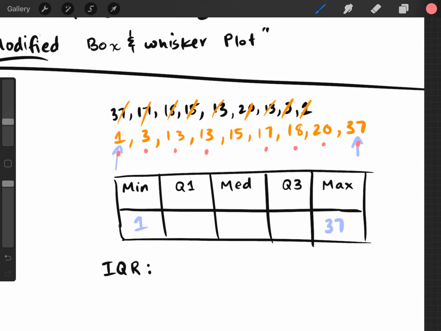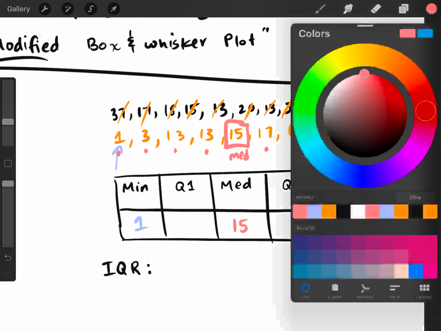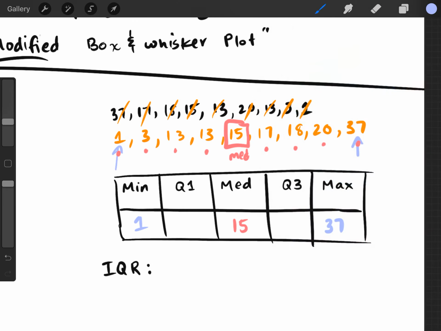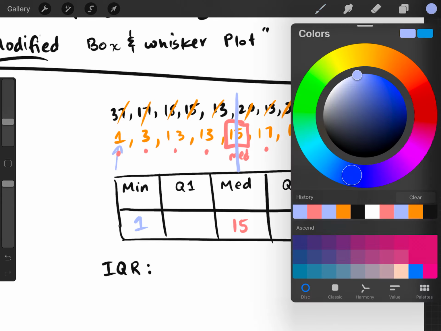The minimum and maximum is pretty easy. The minimum is your smallest number. The maximum is your largest number, right? That should be fast. Now we need to find the median. If you don't remember how to find the median, what we do is we go in one step at a time, or one number at a time, until we find that number that's in the middle. That's why we call it the median. In this case, our median is 15.